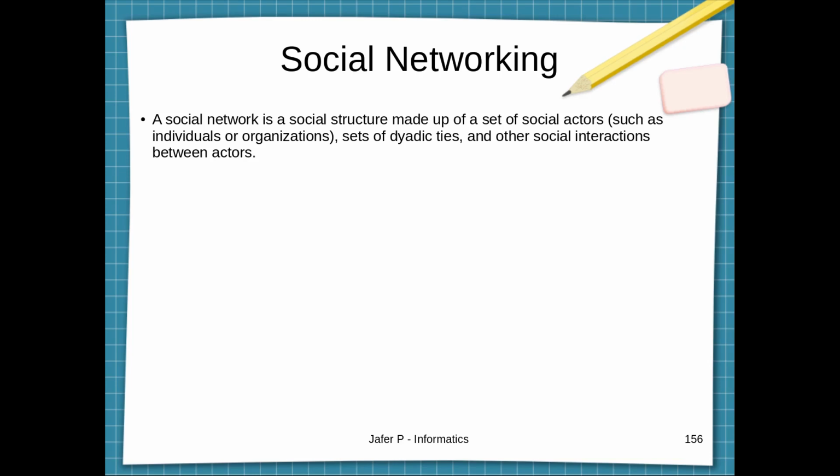Individuals or organizations, and sets of dyadic ties and other social interactions between actors. So there will be a social interaction between actors. If I want to interact with one of my friends, I can go for any social networking application. I can go for WhatsApp, Telegram, Facebook, messaging. There are several kinds of social networking websites where you can go for instant messaging, right?